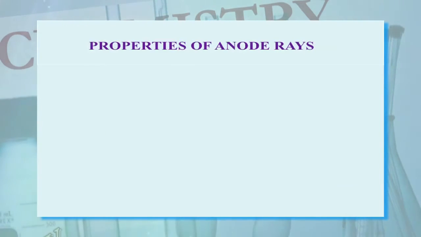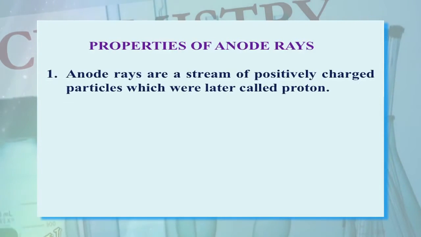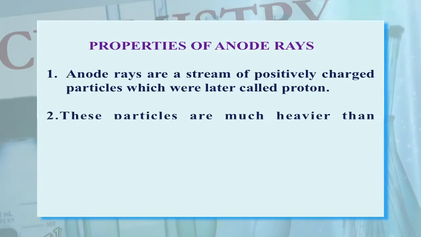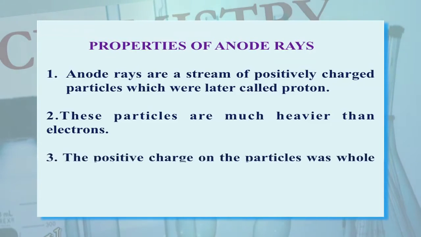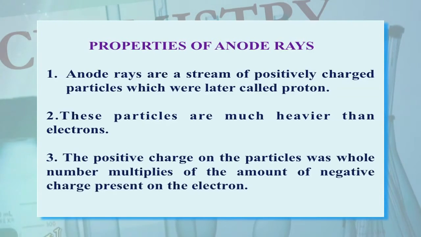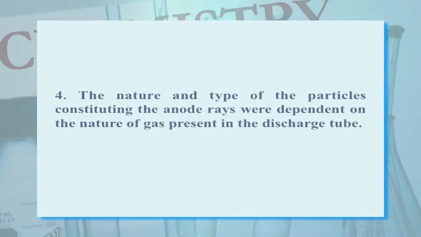Properties of anode rays. First, anode rays are a stream of positively charged particles which were later called protons. Second, these particles are much heavier than electrons. Third, the positive charge on the particles was a whole number multiple of the amount of negative charge present in the electron. Fourth, the nature and type of the particles constituting the anode rays were dependent on the nature of gas present in the discharge tube.